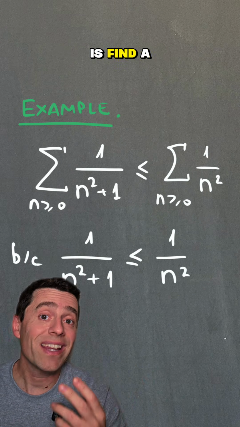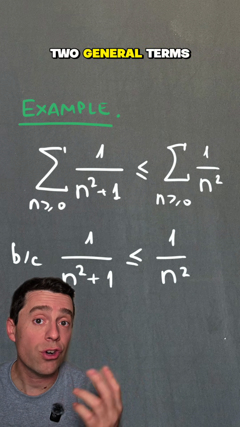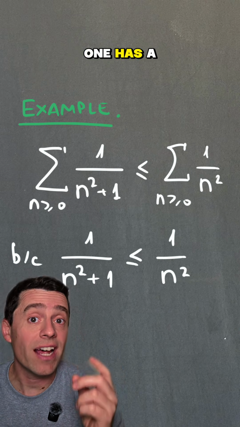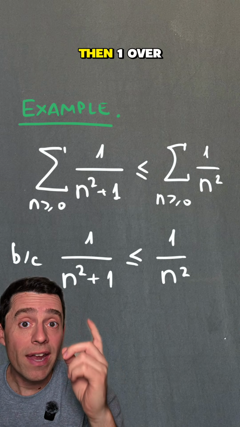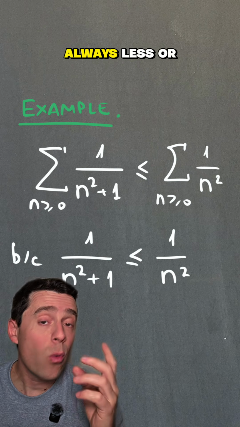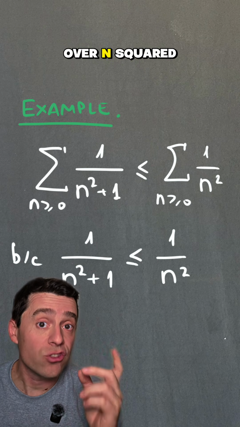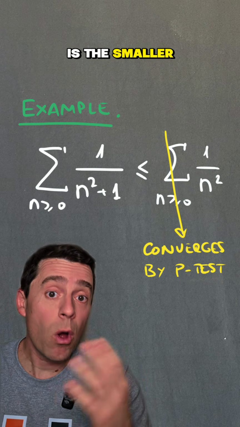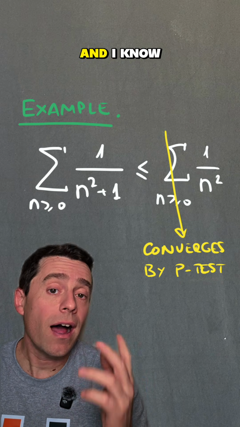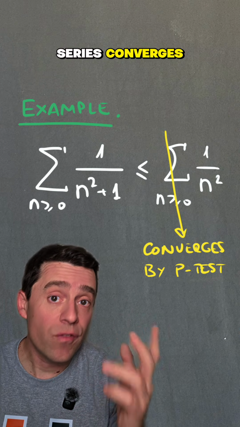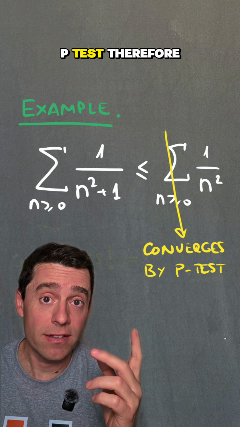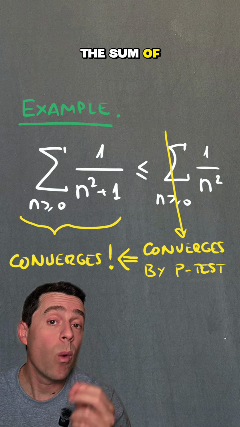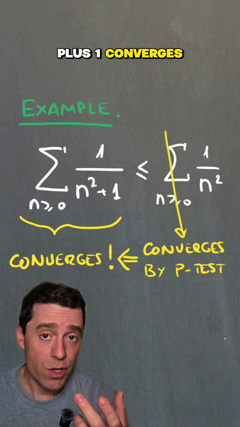Next, what I have to do is find a comparison between the two general terms, an inequality between them. Since this one has a larger denominator, 1 over n squared plus 1 is always less or equal to 1 over n squared. So that tells me that the infinite series I'm interested in is the smaller of the two, and I know that the larger series converges because of the p-test. Therefore, by the direct comparison test, the sum of 1 over n squared plus 1 converges.